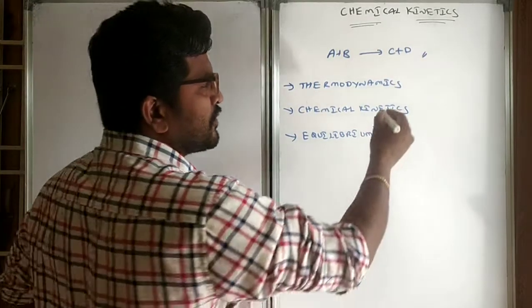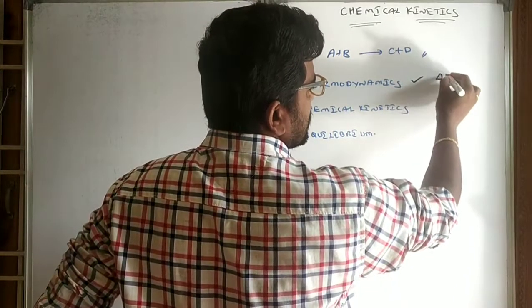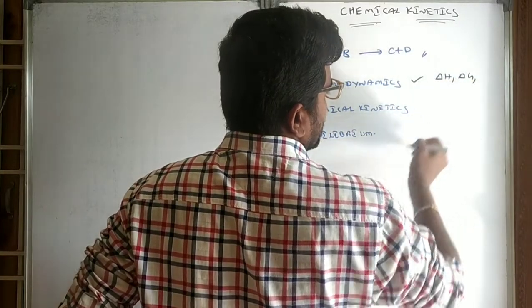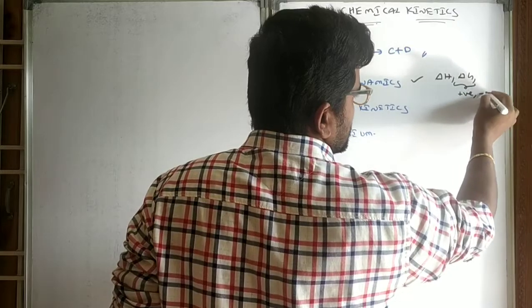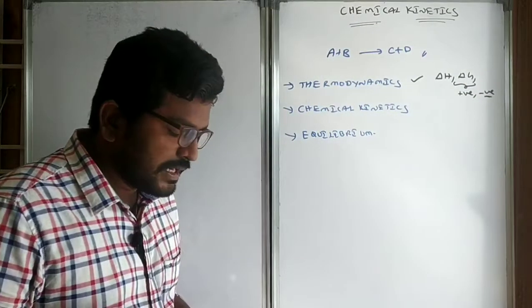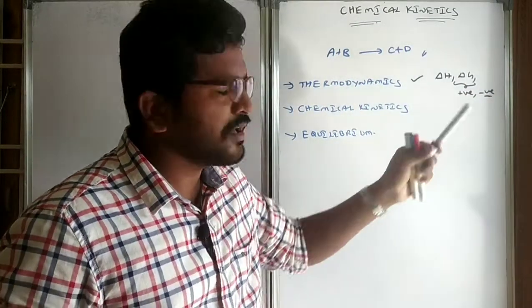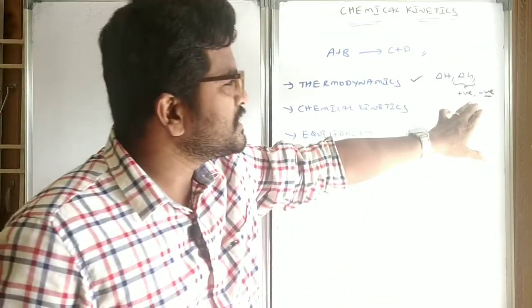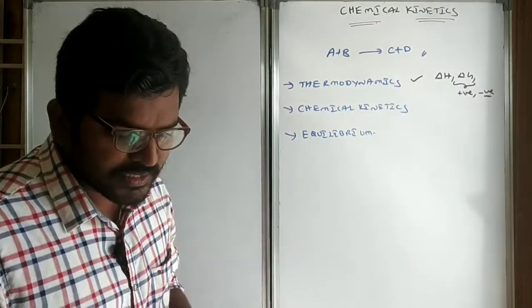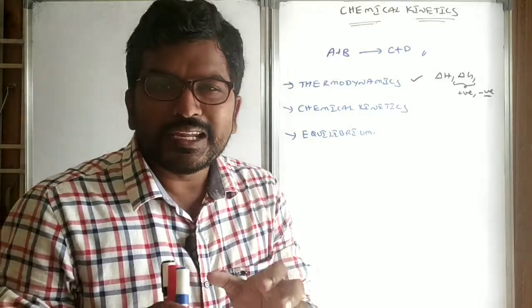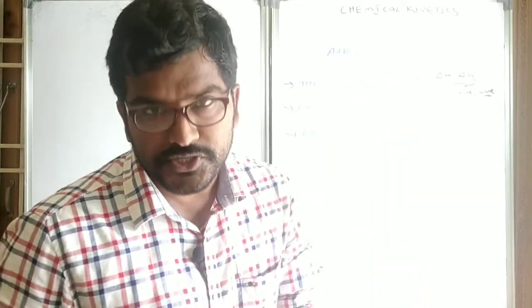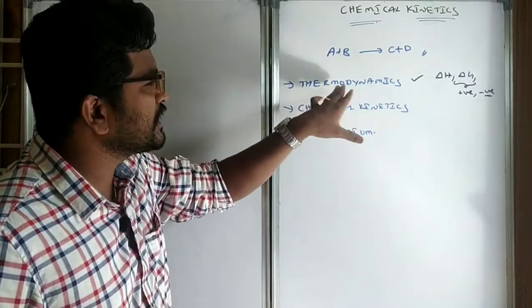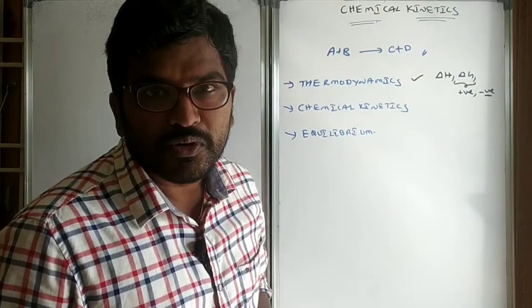Thermodynamics deals with delta H values and delta G values. Delta G is positive, means it is non-spontaneous. Delta G is negative, means it is spontaneous. Only thermodynamics explains whether the reaction will happen or does not happen. That much only we can study by using thermodynamics.